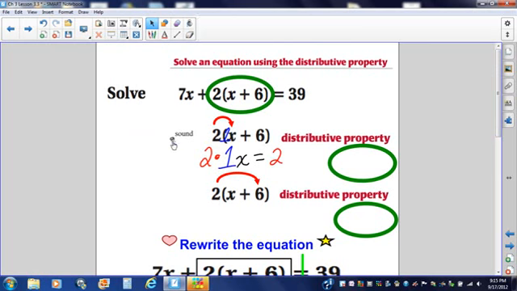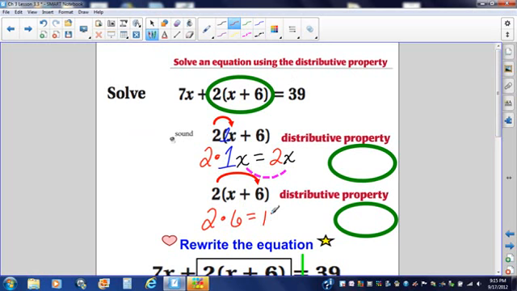And some animal, in this case a pig, follows me everywhere I go. So your pig is going to follow you everywhere you go. The next thing I'm going to do is distribute and multiply 2 times 6. So 2 times 6 is going to give me 12.